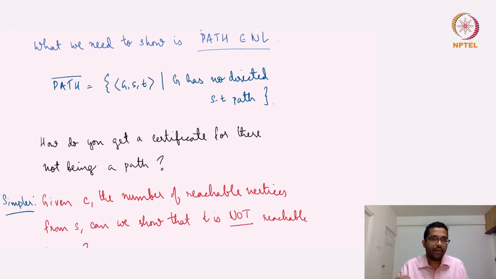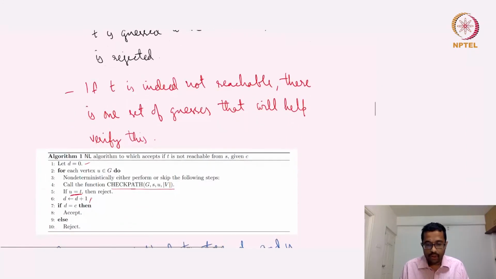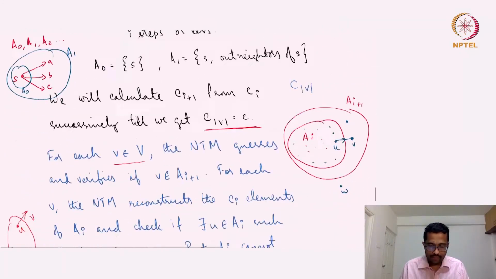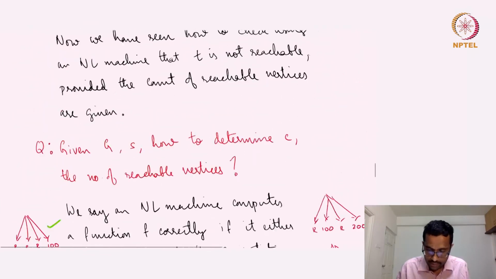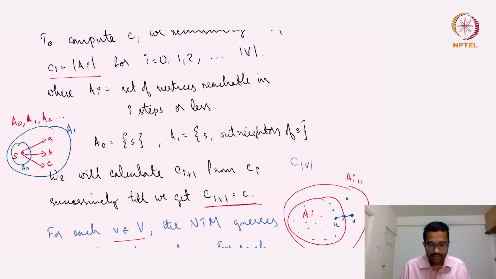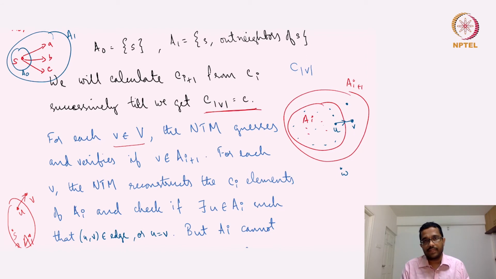So first we saw how to show this using an NL machine given the count of vertices reachable from S. And in this lecture, we saw how to come up with that count. We came up with that count by having these counts of the successive sets A0, A1, A2, etc., where A0 is the set of vertices reachable in 0 steps from S, A1 is the set of vertices reachable in 1 step from S, A2 is the set of vertices reachable in 2 steps from S, and so on. And most of the algorithm was about how to compute A(i+1) from A(i).